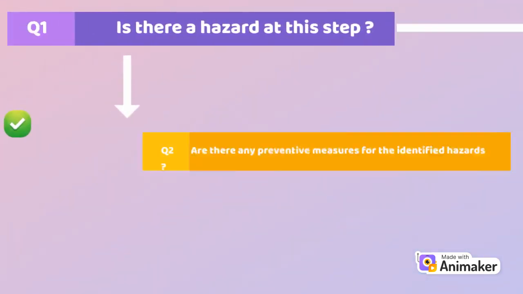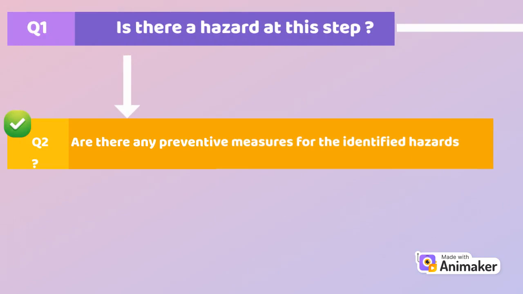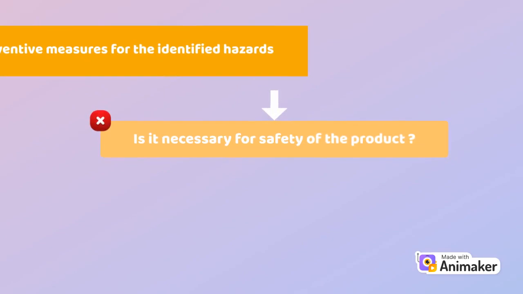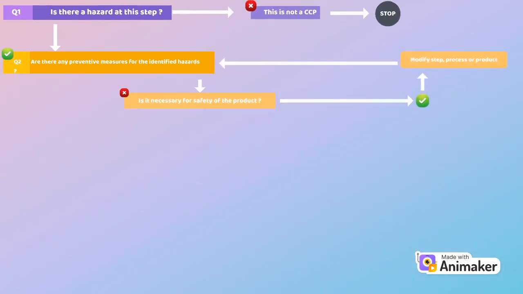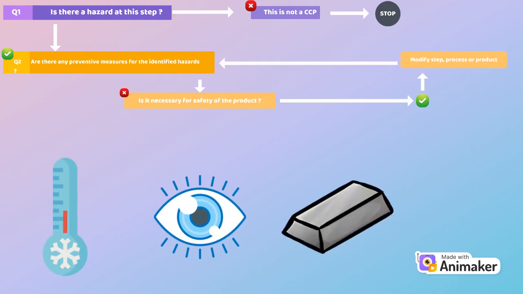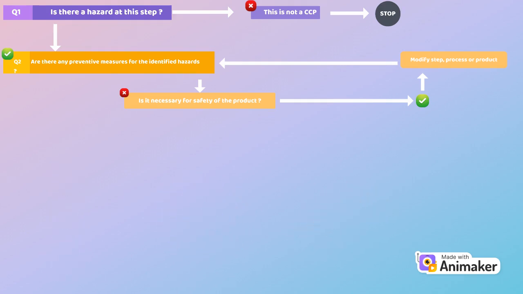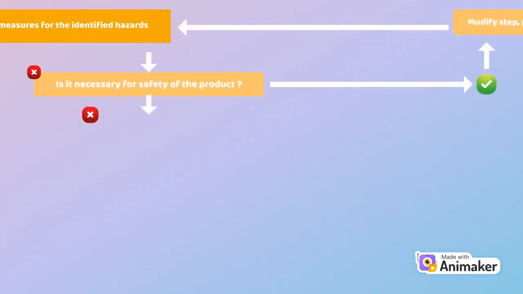For the identified hazards, are there preventive measures? If there are no preventive measures, we have to know if preventive measures are necessary for the safety of the product. If a health hazard has been identified, but no control measures are in place, the process must be modified at this step or another to introduce a control measure. Control measures may include, for example, temperature control, visual examination, or the use of a metal detector. However, if the hazard doesn't affect the safety of the product, it isn't a CCP.